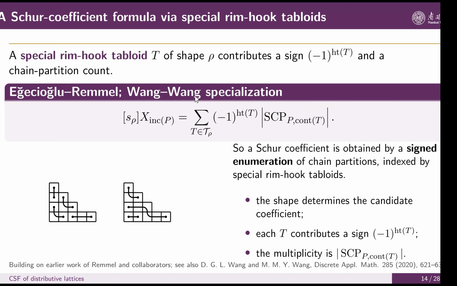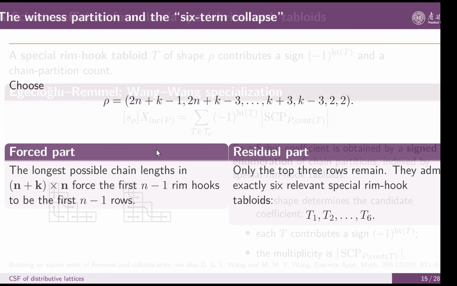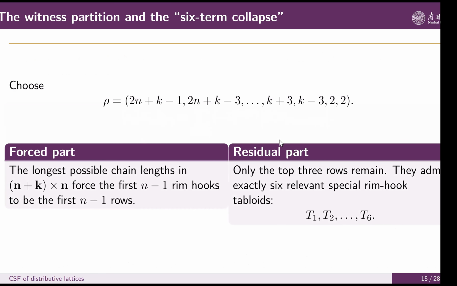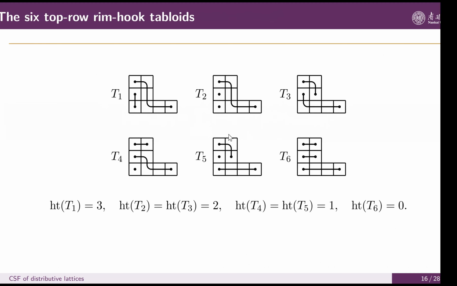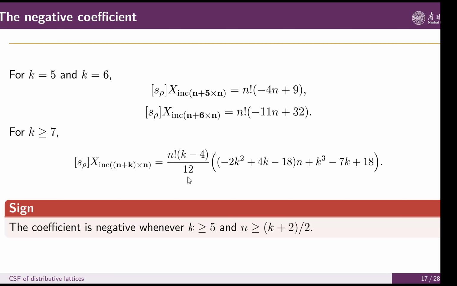Using that basis, we translate the chromatic symmetric function, and we can get a formula for the Schur function coefficient of any chromatic symmetric function. And when taking a special shape, like a staircase, we find that there are only 6 special rim hook tabloids. Using the formulas, there are some plus and minus signs, but adding them together, the coefficient of s_rho is a polynomial in n and k.